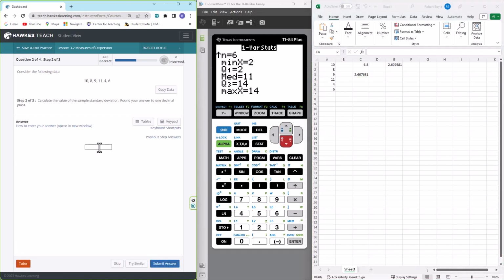All right, so what is that number? We want to round to one decimal place. We have 2.60. So there's no rounding involved since the second decimal place is a 0, 2.6.